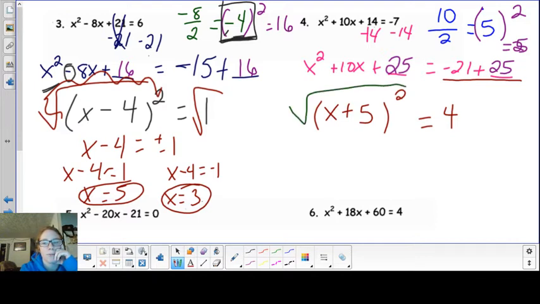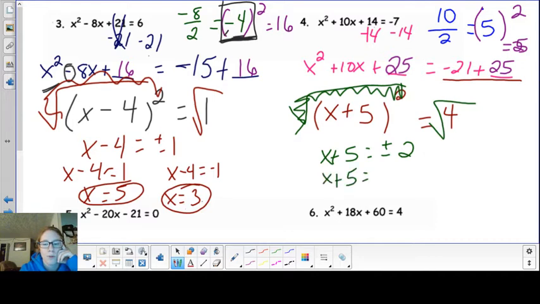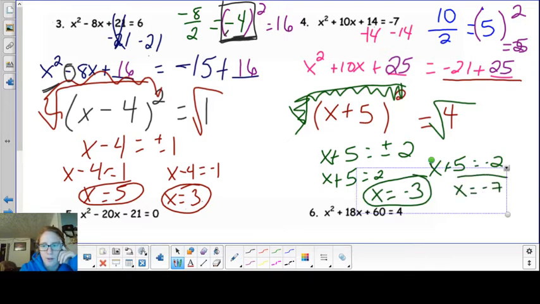Okay. So, what do I do now? I take the square root. Square root cancels my square. So I have x plus 5 is equal to plus or minus 2. So x plus 5 is 2. X plus 5 is negative 2. Subtract 5 and I get negative 3. Subtract 5 and I get negative 7.